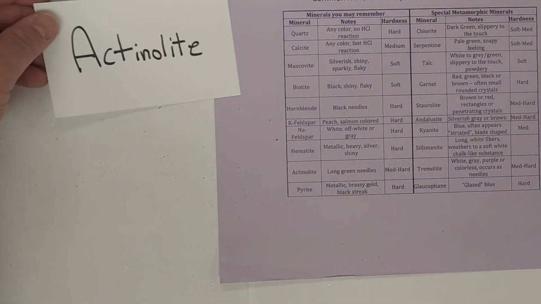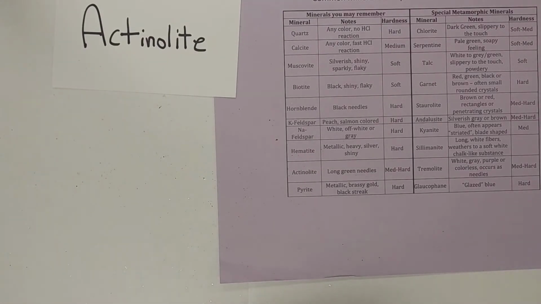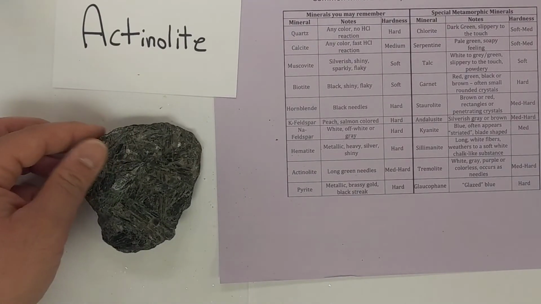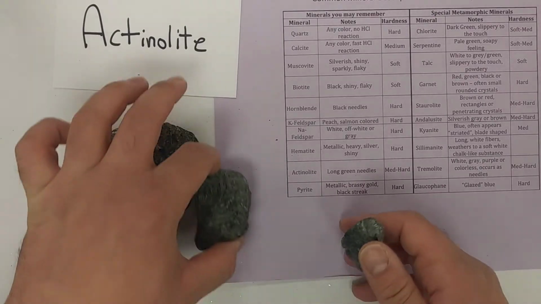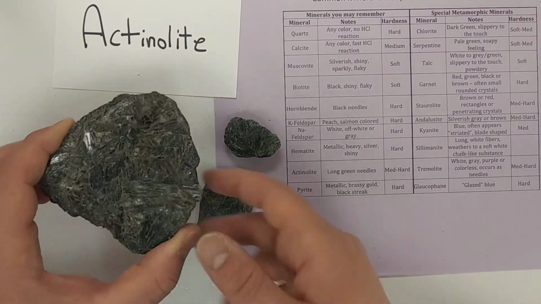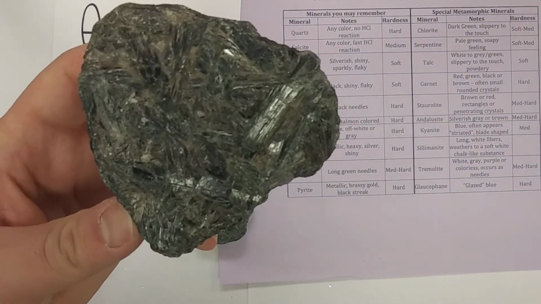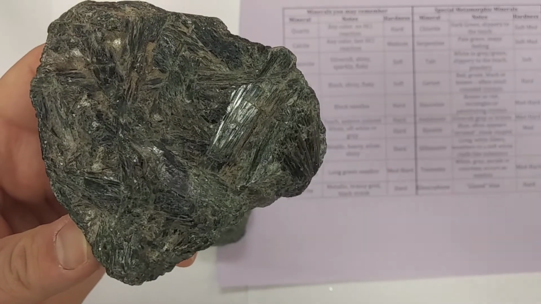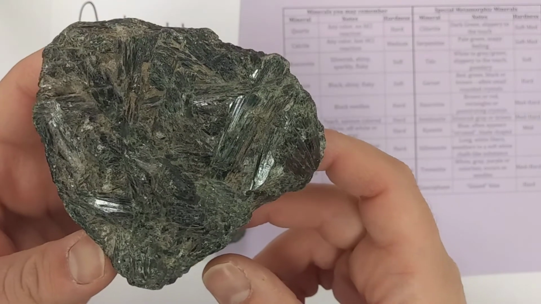Actinolite is a metamorphic mineral, and actinolite is green and has these needle-like crystals that sort of fan out. So if you look here, this is not hornblende. This is green, this is dark green, and this is actinolite.